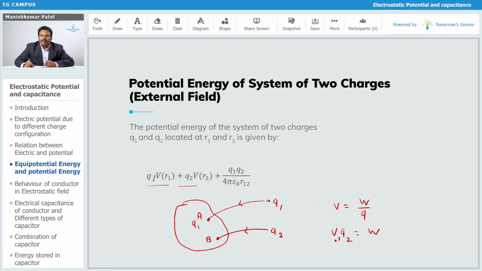V1 is the potential due to Q1, which is Q1 upon 4 pi epsilon naught R12, multiplied by Q2. This is the work done, and that work done is saved in the form of energy. Finally you just add all this work done, and that is saved in the form of energy. This is how you can explain the potential energy of two charges in the presence of an external field.